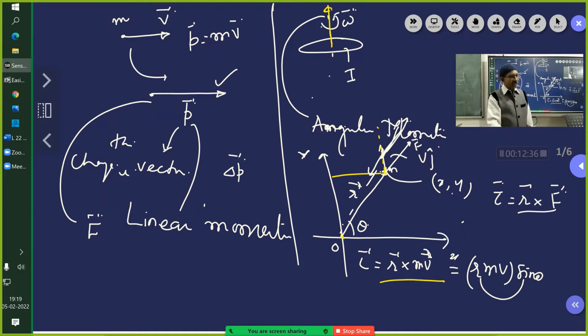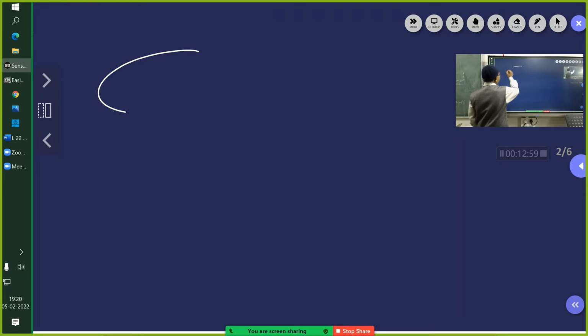What force is acting? Gravitational force. So gravitational force is changing the linear momentum of Earth. But the gravitational force is not changing the angular momentum of Earth. Why? The gravitational force is always radial.